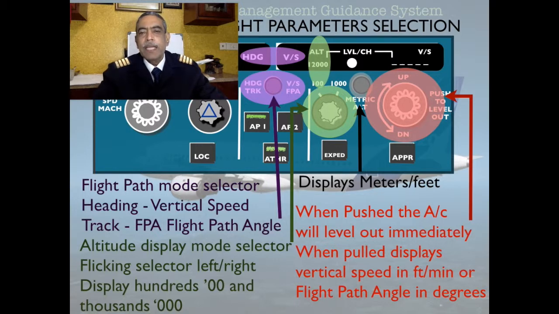When pulled, it displays either the vertical speed in feet per minute, or the flight path angle in degrees, as required by the pilot. That means when the center push button is in the track FPA mode, this selection will give the flight path angle in degrees, and when it is in heading VS mode, then this gives the display in vertical speed mode.